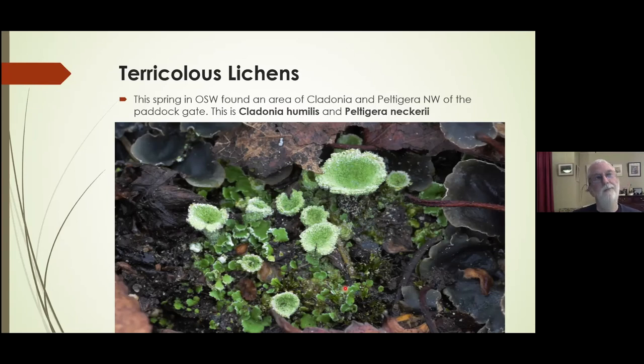And then early autumn, I showed this picture in discussion on a Zoom lichen group. And one of the experts said to me, this looks like Peltigera neckeri, another species of Peltigera. And I was a bit miffed that I hadn't realized myself. And so I went back to have a look and see if I could find it and confirm his theory.